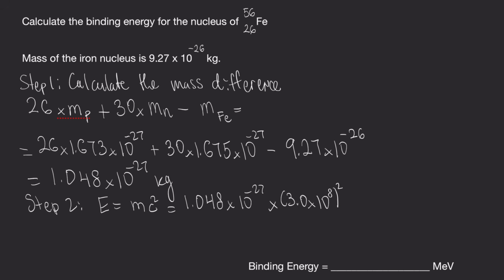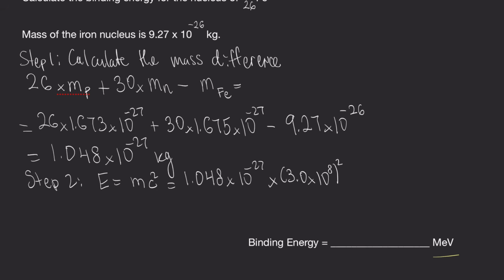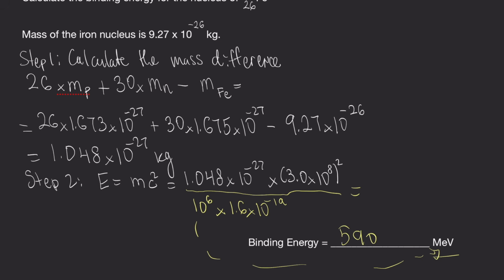Multiply that by c squared, that is (3 times 10 to the power of 8) all squared. And then because we want our final answer in mega electron volts, I am just going to divide this by 10 to the power of 6, which is because of the mega, and then the electron volt, that's 1.6 times 10 to the power of minus 19. And to two significant figures, we're going to get an answer of around 590 mega electron volts.